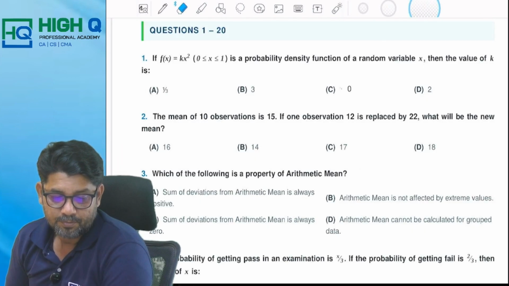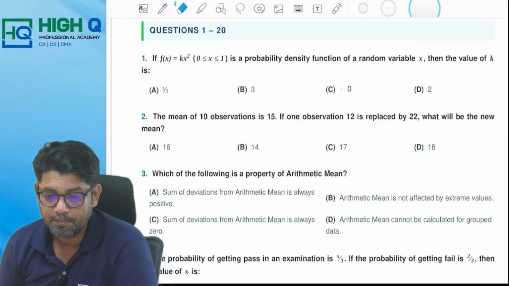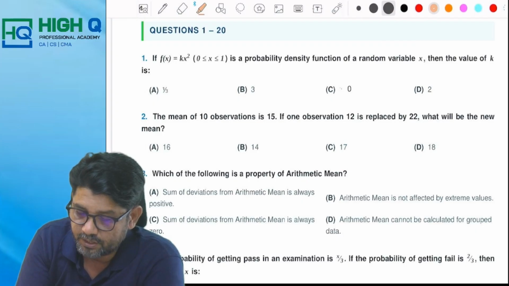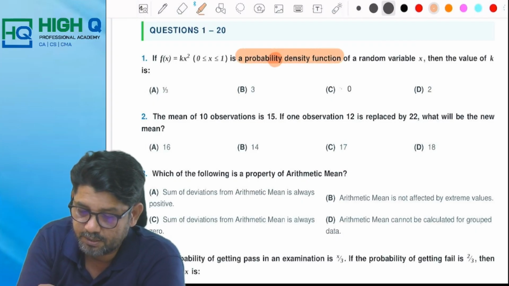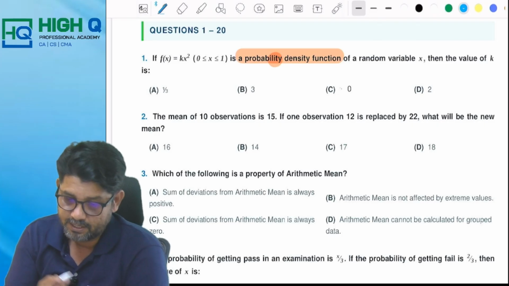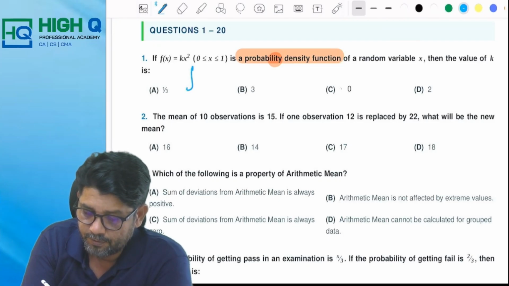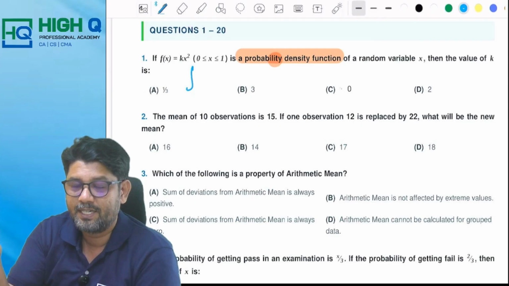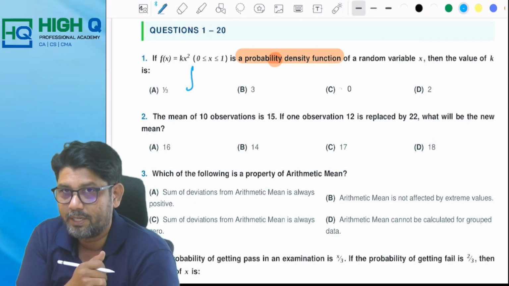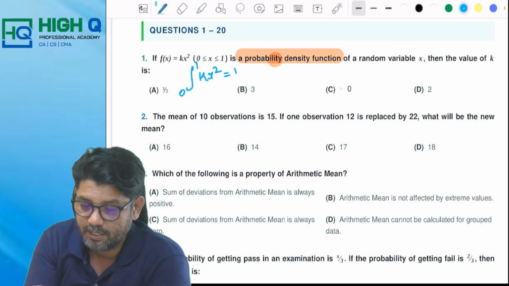First question. If f of x is equal to kx square, where x is between 0 and 1, including 0 and 1, is a probability density function of a random variable x, then the value of k is... This is the theoretical distribution topic. The condition for a probability density function is that the integral of a to b f of x dx is equal to 1. Of course, you are aware of it. So the integral from 0 to 1 of kx square is equal to 1. This is our probability density function.